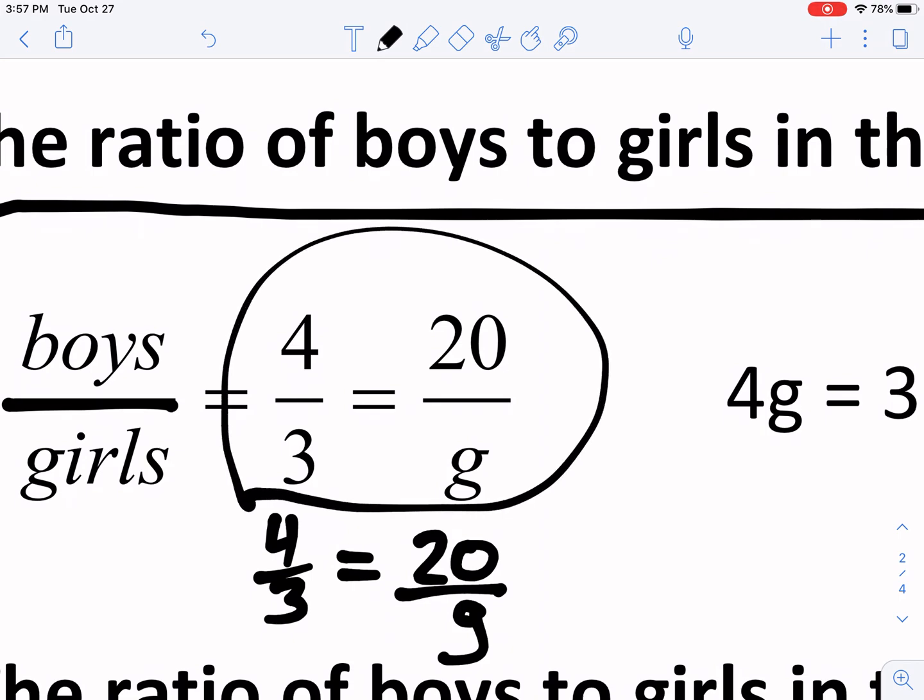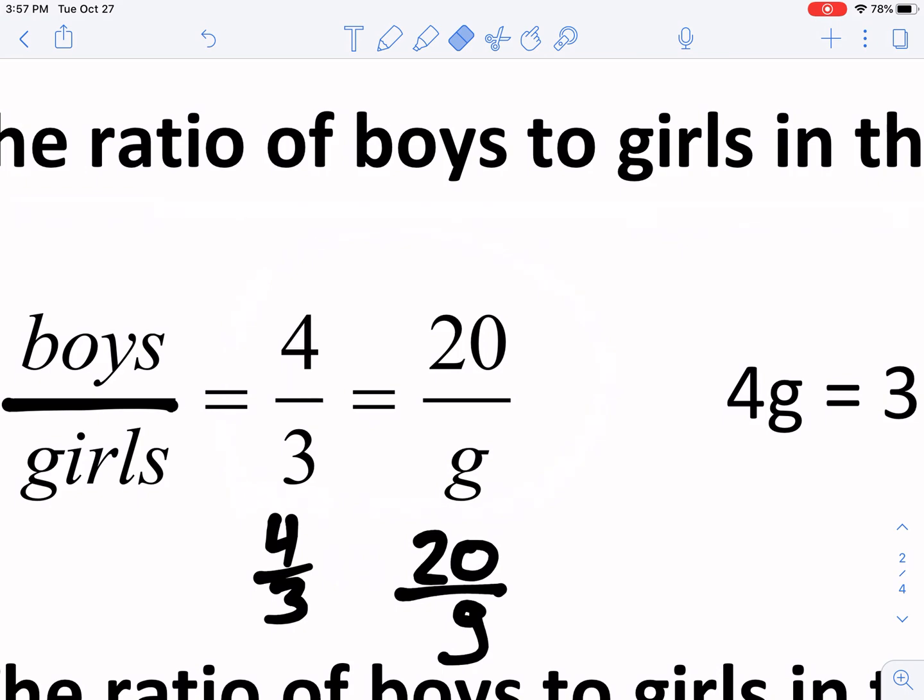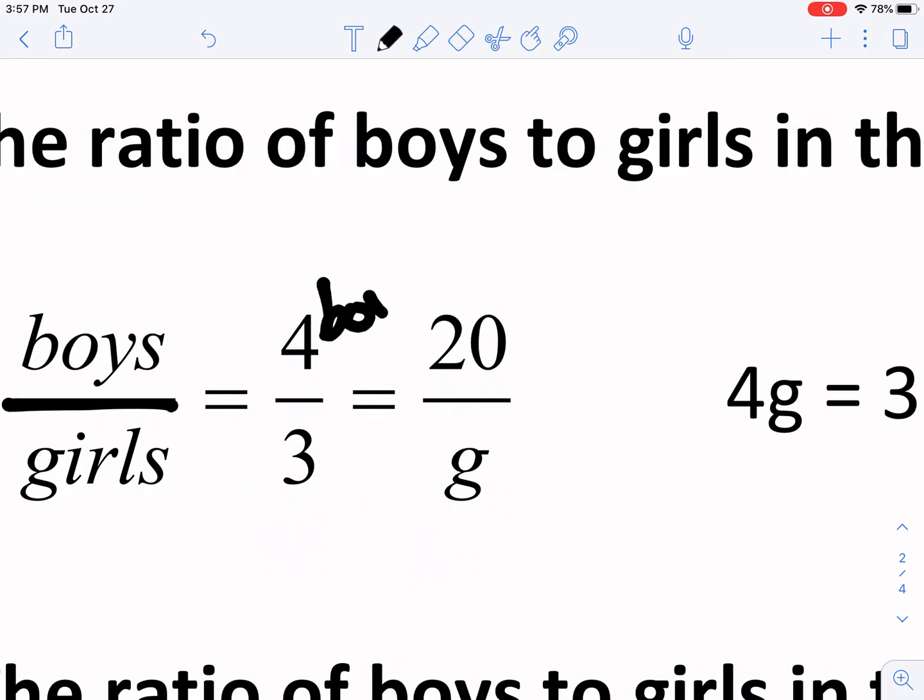So we have 4 boys. Let me just go back and backtrack here, okay? This is 4 boys for every 3 girls. But we know there's a total of 20 boys. What we want to find is the total number of girls, okay? In other words, we're looking for a proportional fraction, okay?